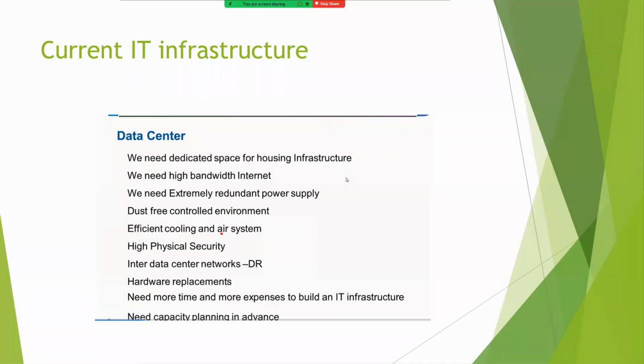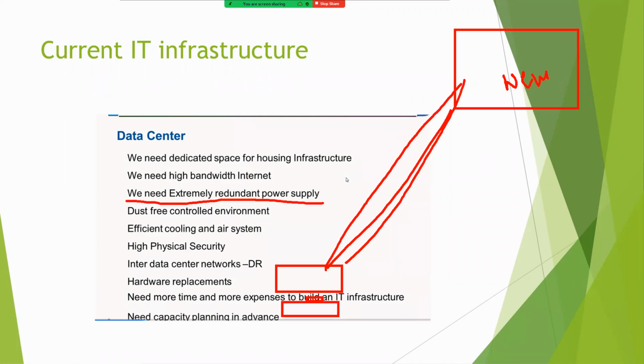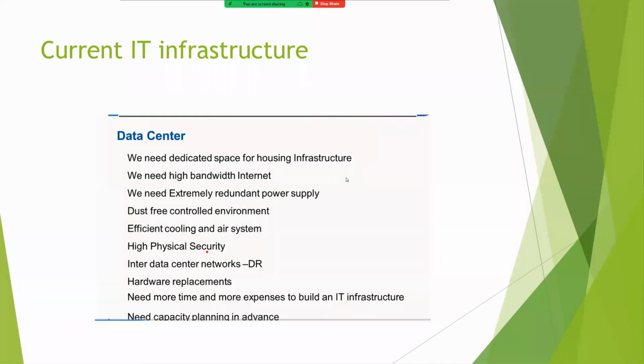For example, assume my organization's data center is in New York and I am sitting in Hyderabad. To access or manipulate the data, we require high bandwidth internet. This is another challenge. Next, we need an extremely redundant power supply. You know that our data center is running on, what is that?